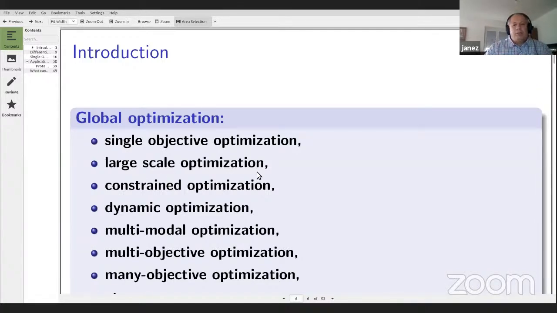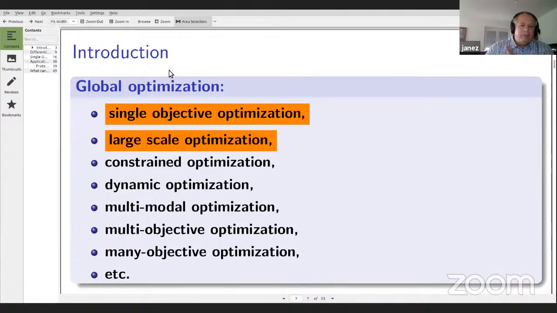Then multimodal optimization, where we have many local optima at the same level, and we want to find all of them. And multi-objective with different objectives, that's another. And also many-objective, which means 4 or 5 or more objectives, and so on.